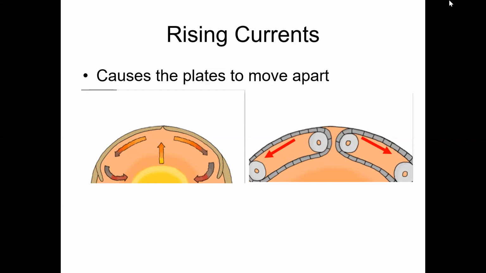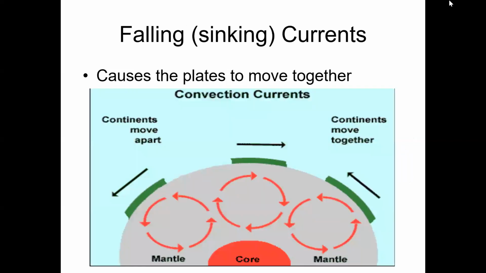And then falling currents. At the same time where you have rising currents in one area of the earth, they must be falling somewhere else. The places where they're falling or sinking, and I don't have a picture that shows the conveyor belts, but you can imagine a conveyor belt on top of this arrow, that's where the plate continents are going to be moving together. So the falling currents is where they're moving together. You got that already? All right.